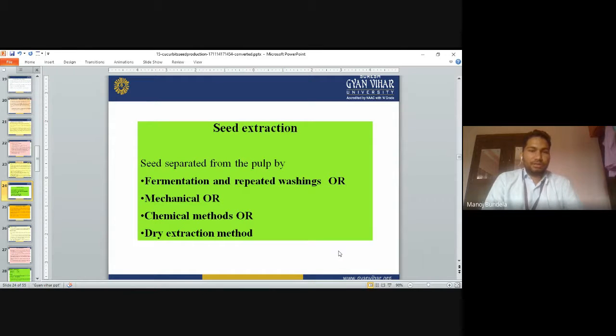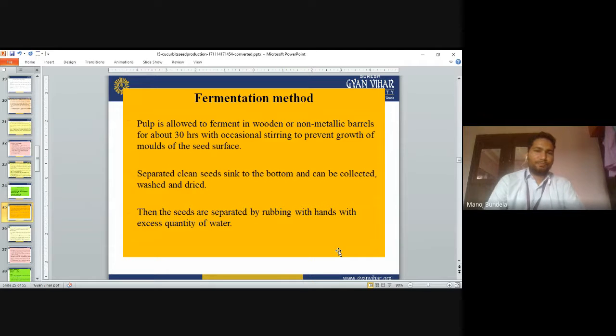Seed extraction. The seeds are separated from the pulp by fermentation and repeated washing. Either we can go for fermentation or repeated washing. Mechanical, chemical, and dry extraction methods can also be used. So these are the different methods we use for seed extraction: fermentation, mechanical, chemical, and dry.